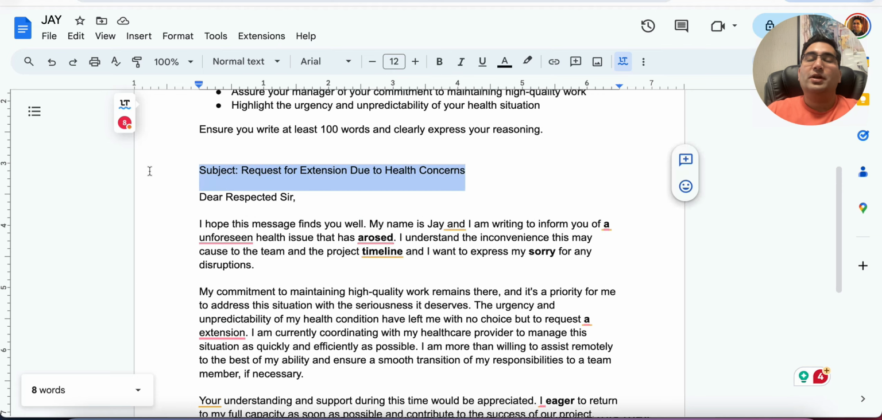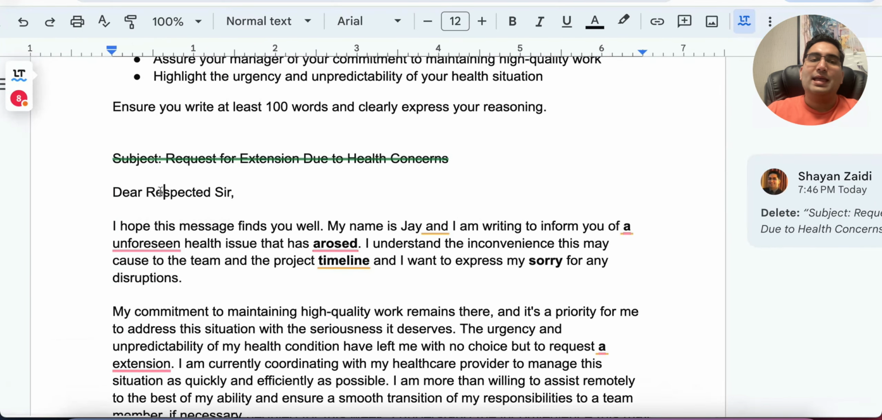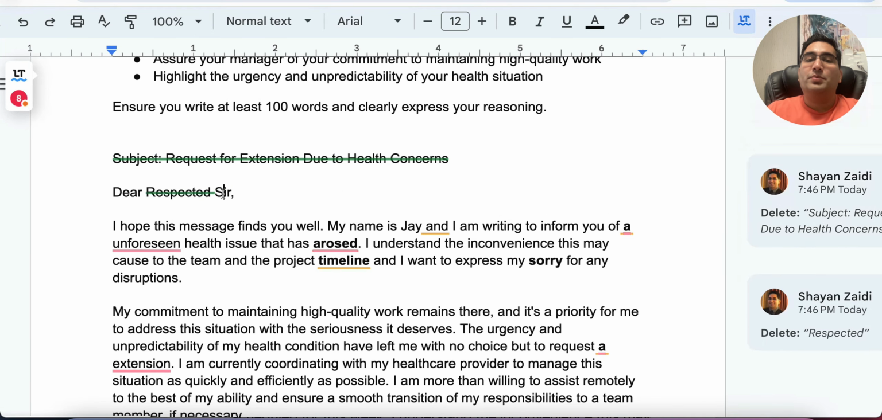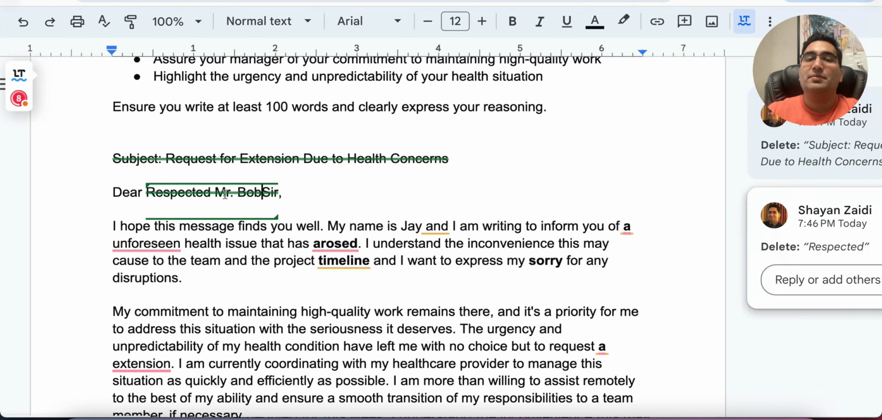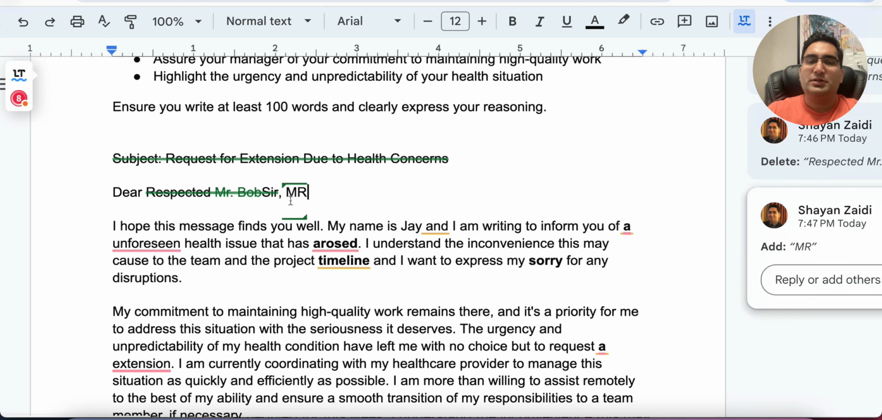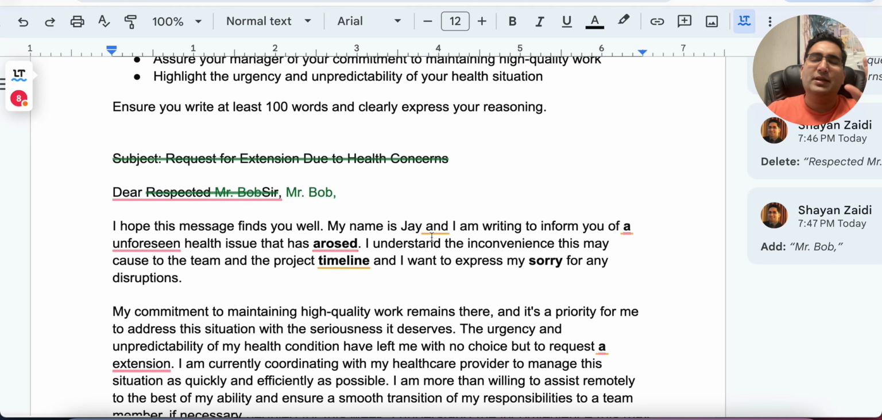And the first thing you can get rid of is the subject, okay? Right away, you reduce the words. And instead of respected sir, you can just say dear sir. It's even better to personalize it and say dear Mr. Bob. And it's not showing here. Let's put it here, Mr. Bob. The more you personalize it, the better. And avoid respected sir. Avoid typical generic things like to whom it may concern. To whom it may concern, definitely don't do that, okay?